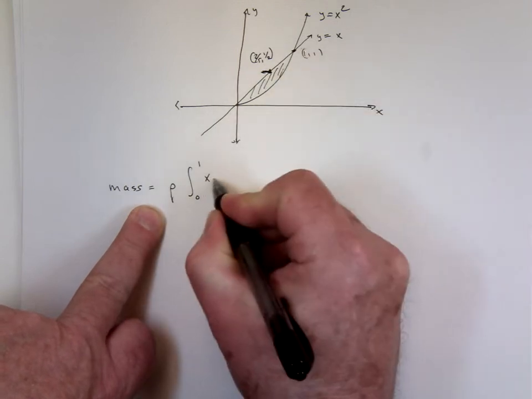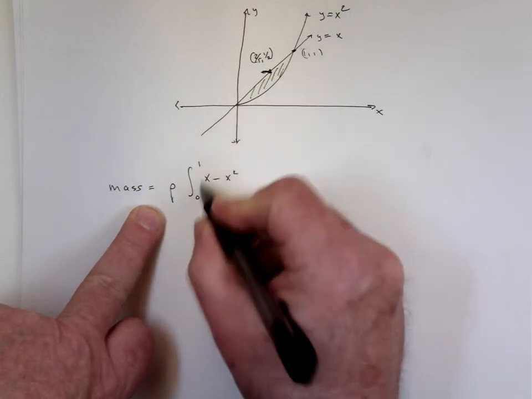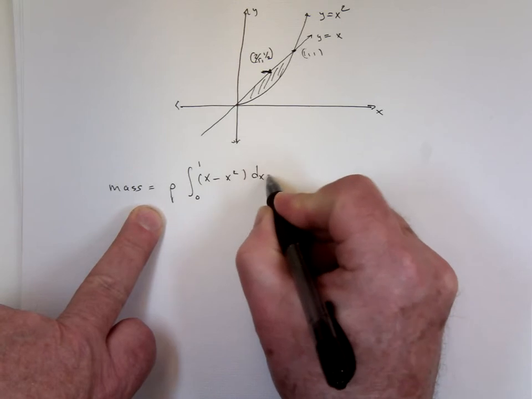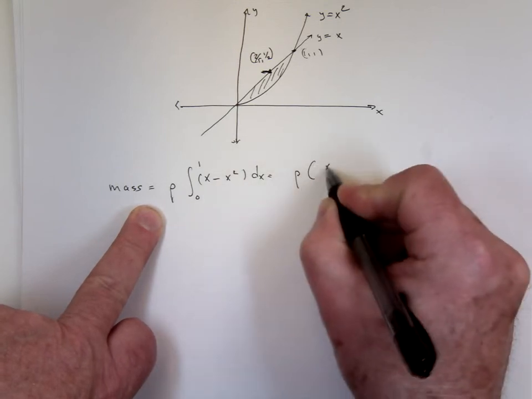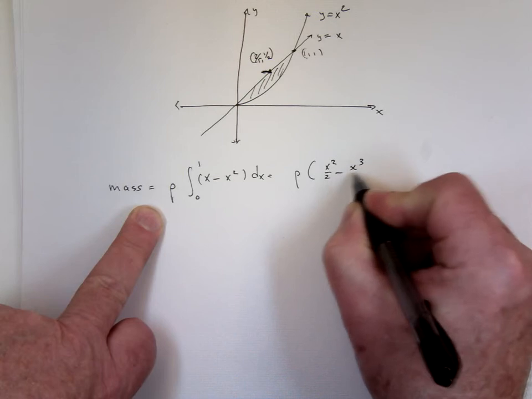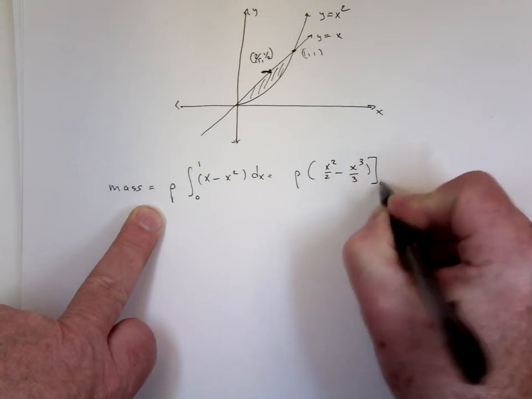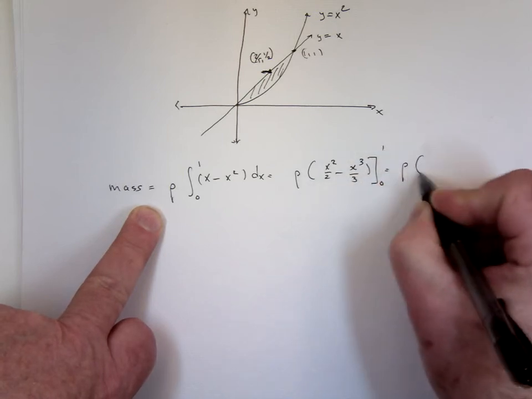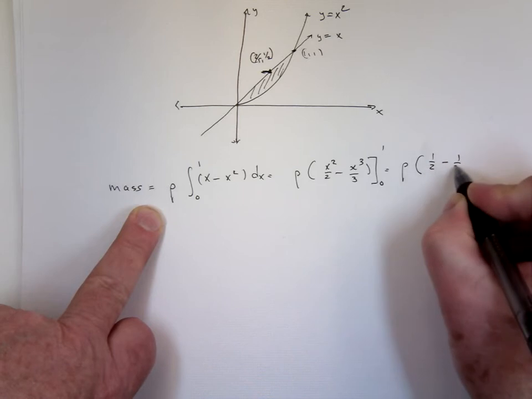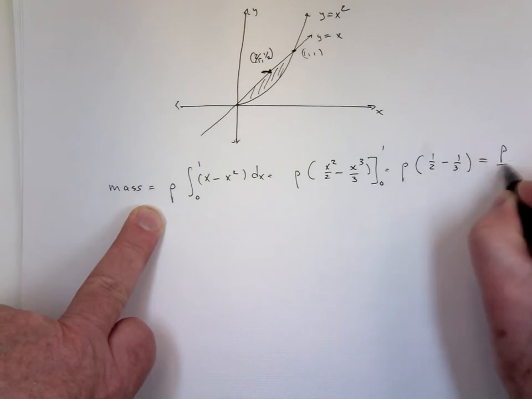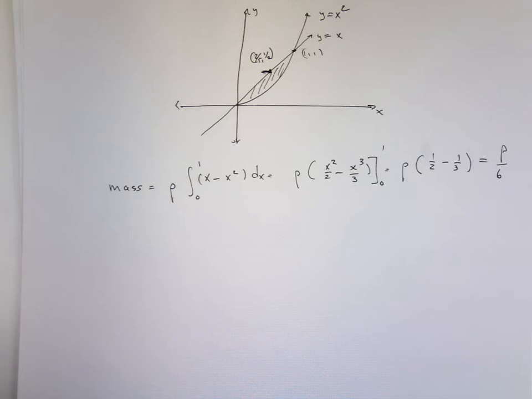So rho, x squared over 2, x cubed over 3, 0 to 1. Rho, 1 half minus 1 third, that's rho over 6. Okay? Everybody agree with that mass, Sam? Yeah, and I was just redoing what everyone was talking about.